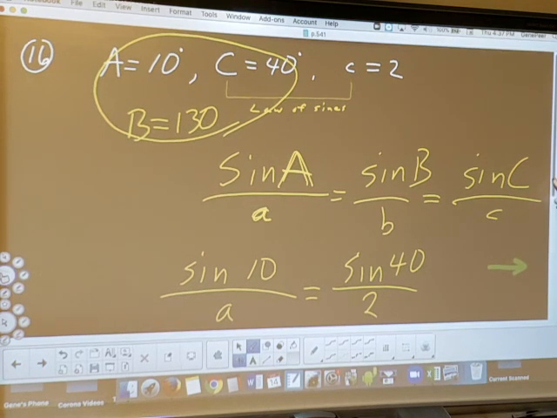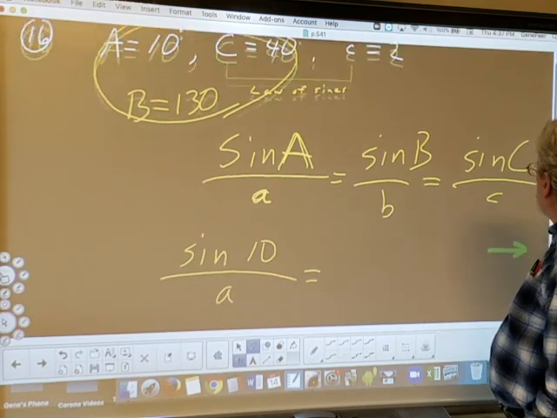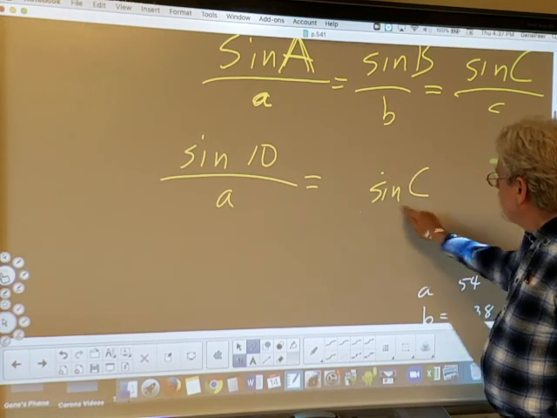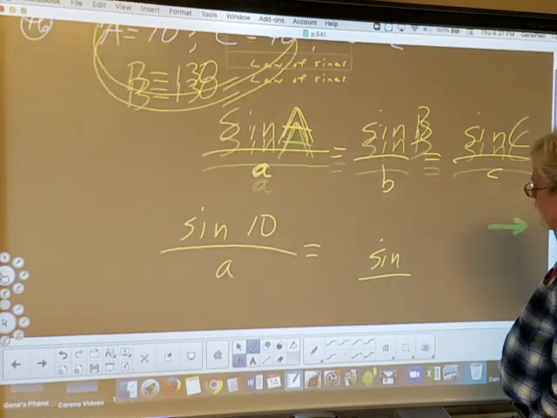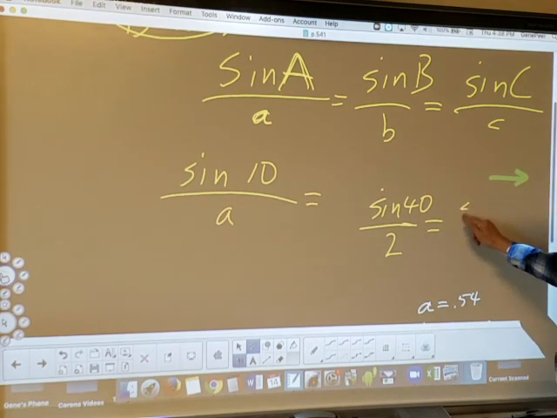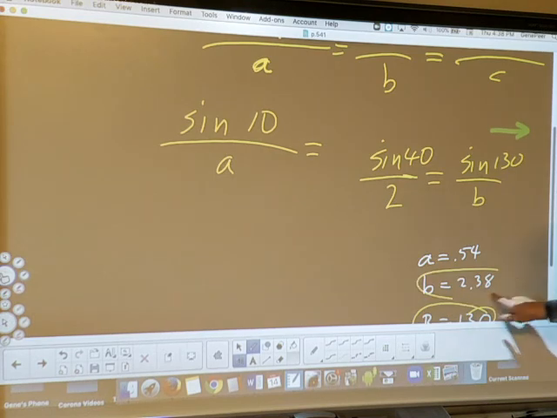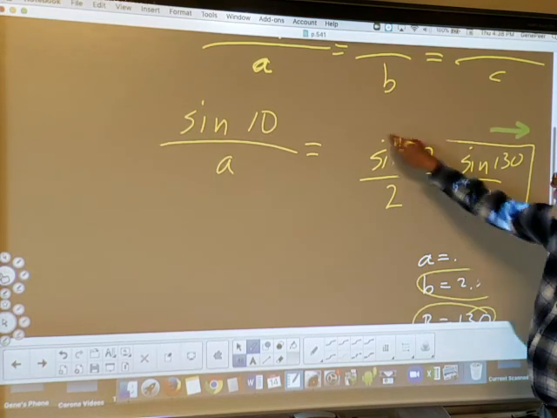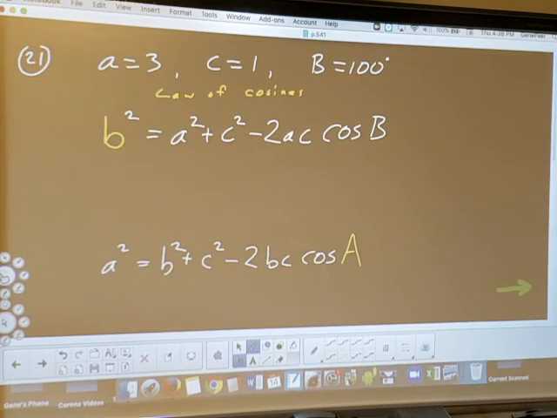Then to find b, we just again fill in the blanks. I would start with sine of C over c. Wait, what's c? c is 2. Sine of 40 over 2 equals sine of B, and B was 130, over little b. Then do the math, you get b is approximately 2.38. Folks, if you can get this far but then can't do the math and get this, I'm sorry. We move on.